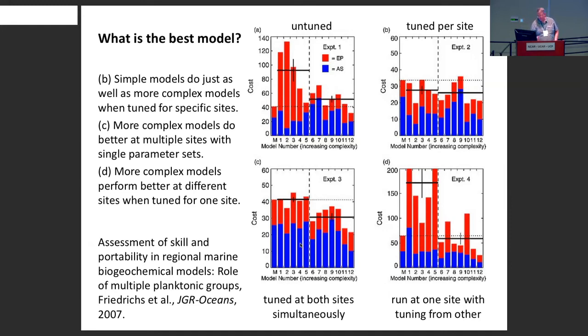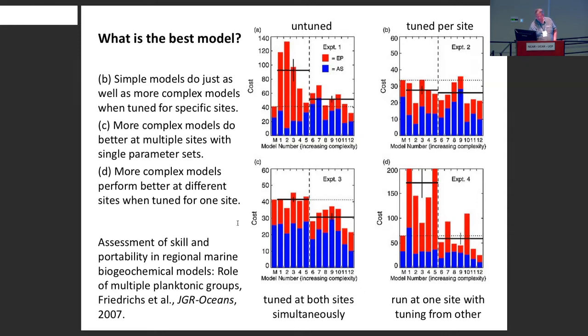What Marjorie Friedrichs did, she took the models and tuned them for each location. With all these models of increasing complexity, she tuned them to see, well, how well can it do at each of these locations if I try to modify all the parameters to do closest to observations. What she found is if you look in the equatorial Pacific, you can make the simple models work just as well as you can the complicated models.